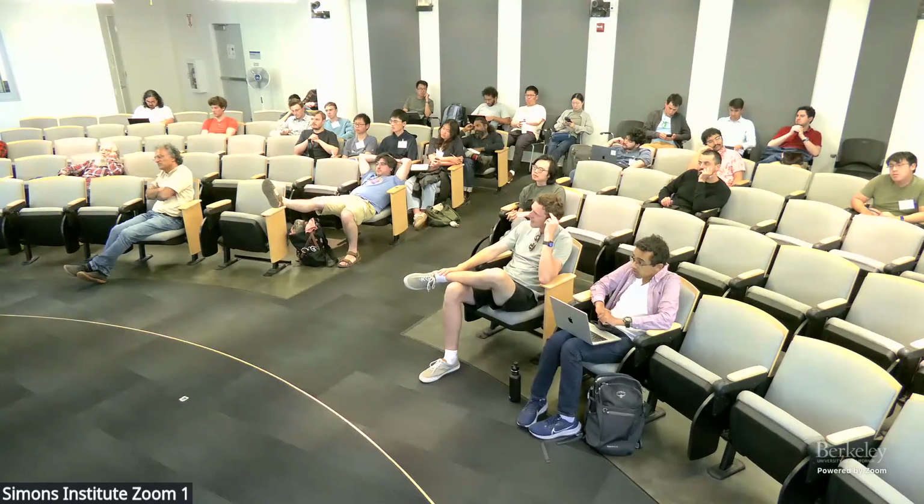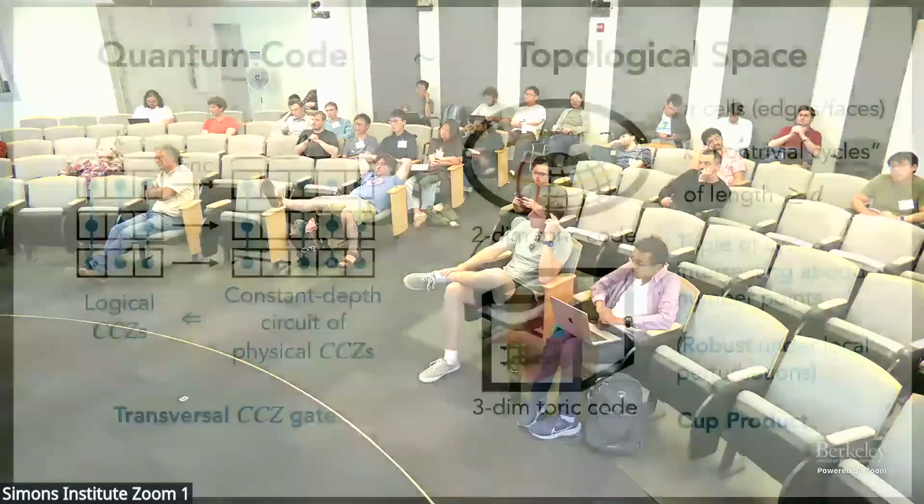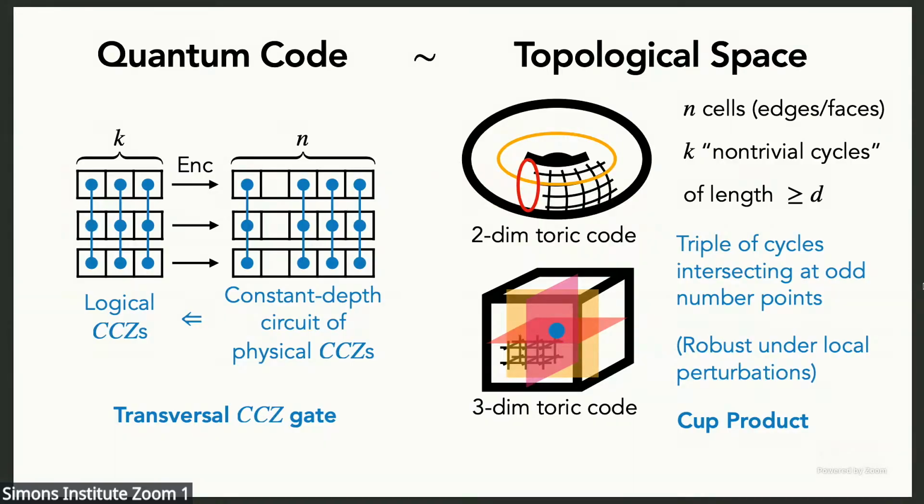Great. And so the algebraic name for this robust intersection number is the cup product. The whole story of this talk will be generalizing this cup product from manifolds to these more exotic topological spaces that correspond to good quantum or better quantum LDPC codes. Cup? I do not know. I mean, we draw it as a cup.